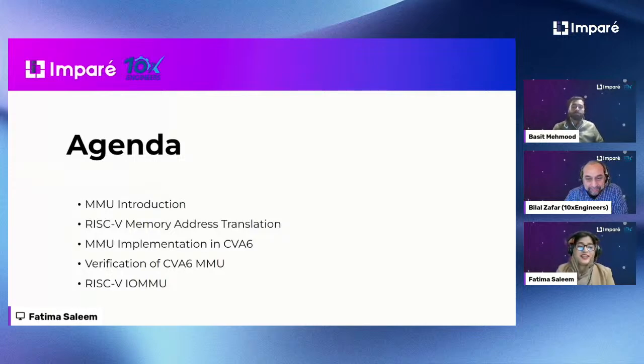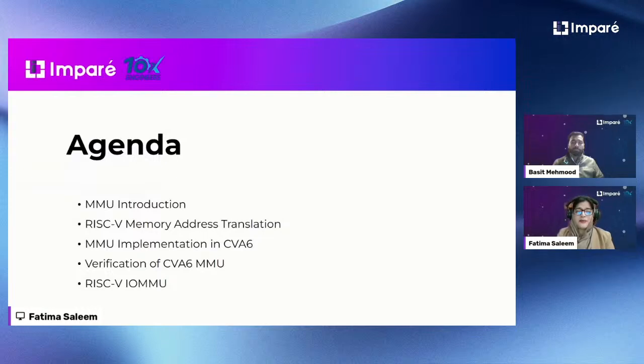Okay, today's agenda is very interesting. We'll talk about the MMUs and how the memory address translation process works in RISC-V, and what the key components are while verifying the MMU, and we'll take a case study of CVA6 as well.